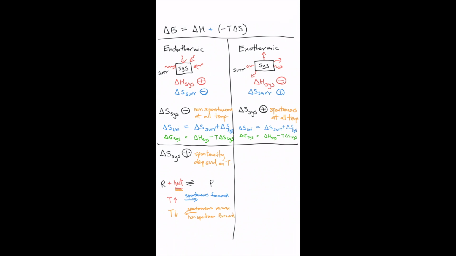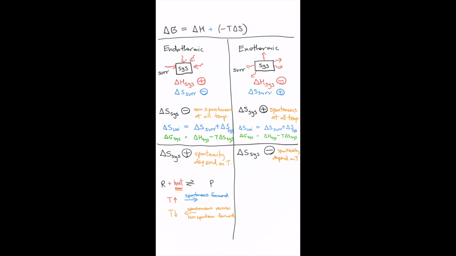Next, let's take a look at the exothermic scenario. Again, for the exothermic scenario, this is when you have an increase in the dispersal of energy. However, what if the dispersal of matter decreases? In this case, you will see that the size of the dispersal of matter is the opposite of the size of the dispersal of energy. Therefore, the spontaneity will depend on temperature also.